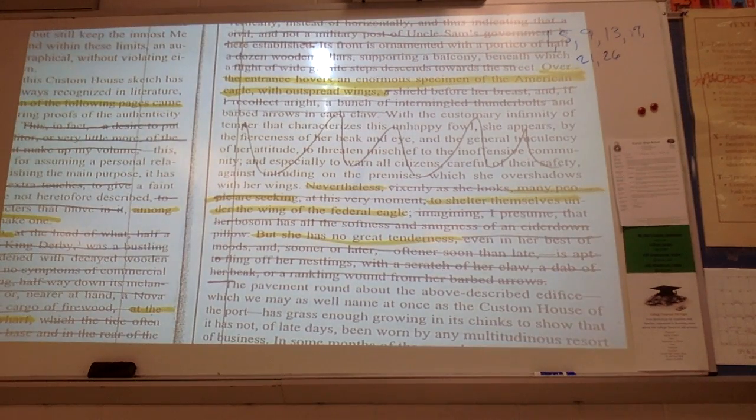Nevertheless, many people are seeking to shelter themselves under the wing of the federal eagle, but she has no great tenderness. In fact, she would fling off her nestlings who try to nuzzle into her bosom, which is what he says. So keep this in mind when you're reading the Scarlet Letter. Hopefully this is helpful, and please see me if you have questions and would like to review this a little bit more.